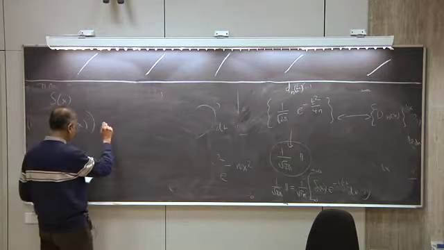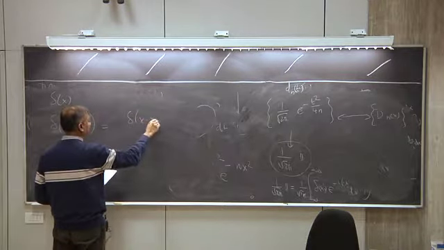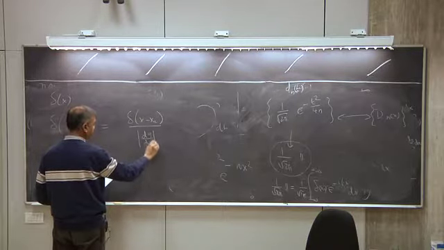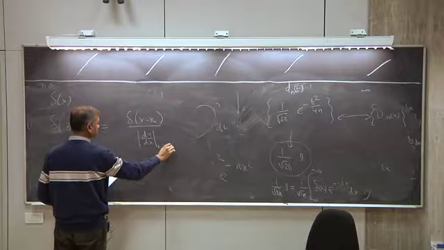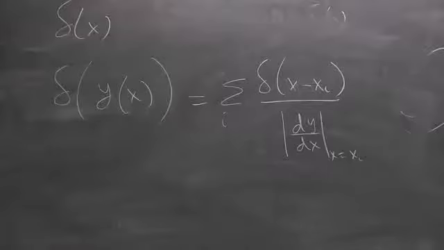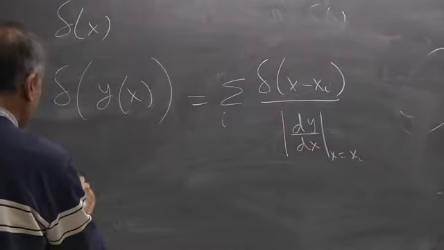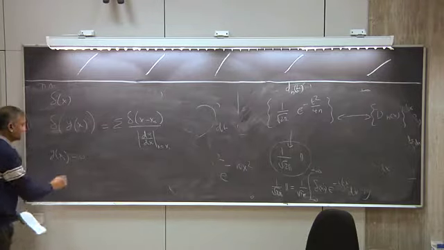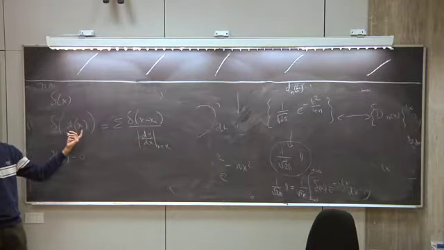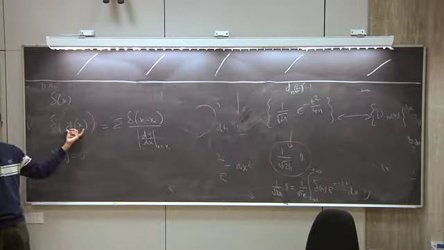This you can write as, and I will just write down the equation, delta of x minus x i divided by the absolute value of dy by dx at x equal to x i, summed over i. And what are the x i's? The x i's are the roots of this, so y at x i equals 0. That's the definition of x i. So the x i's are the set of all those points where y vanishes. After all, this is going to give a contribution only when the argument vanishes.